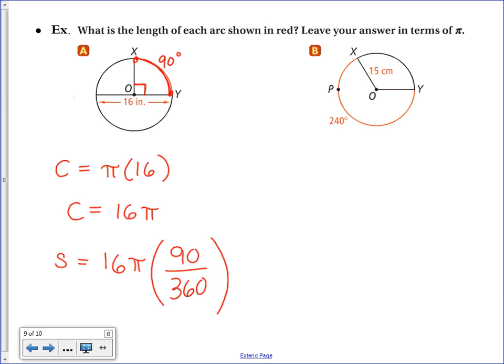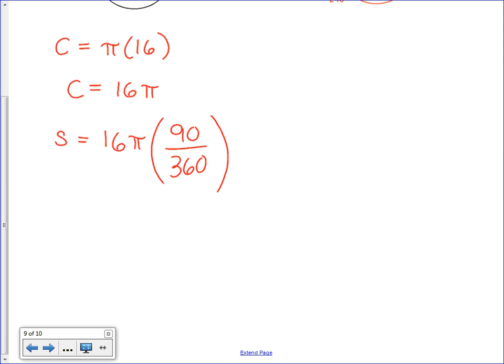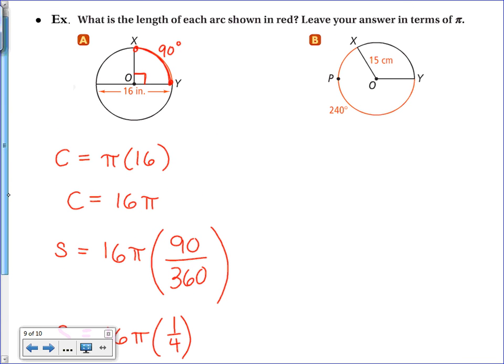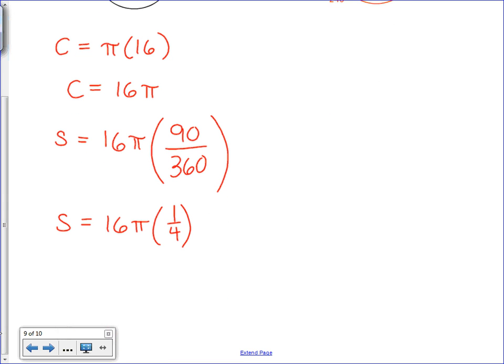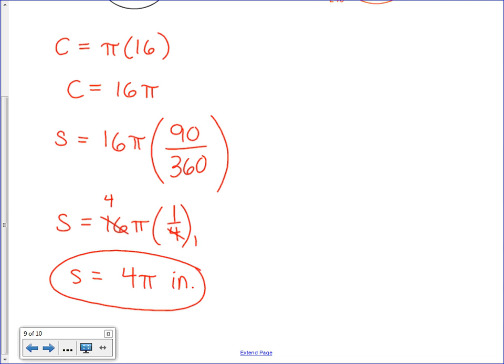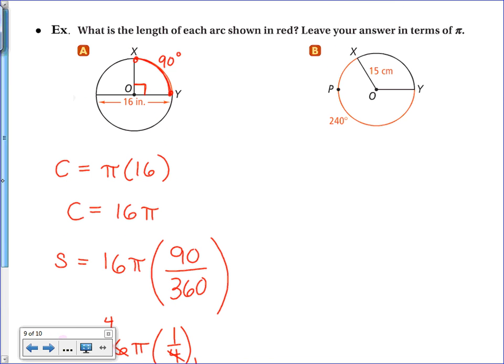Now 90 over 360 reduces to 1/4, so this should make good sense. What we're doing here is taking the entire circumference of the circle and getting 1/4 of it. Because if you look at the circle up above, XY, the arc we're trying to find, is exactly 1/4 of the circumference. So you end up just multiplying 16 pi times 1/4. We can cross simplify to make our lives a little easier, and then we just have 4 times pi times 1, so 4 pi. The units on this are going to be the same as the units on your radius, because it's a length measurement, just like your radius is a length measurement. So if the radius or the diameter is measured in inches, the length of our arc is measured in inches, and we'll just leave our answer in terms of pi.